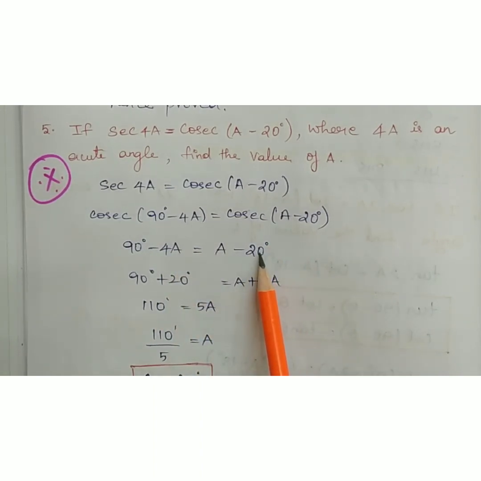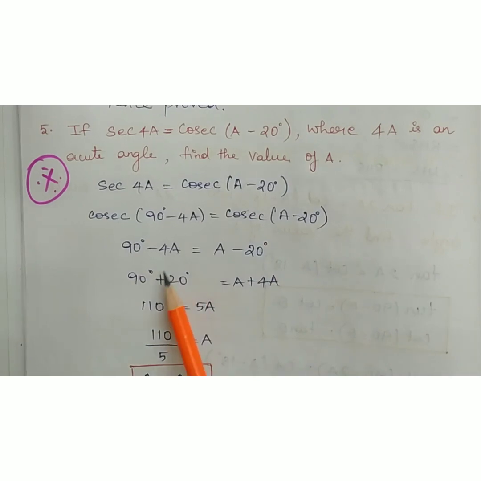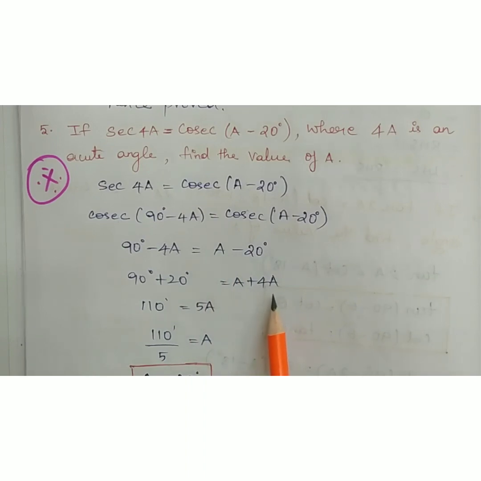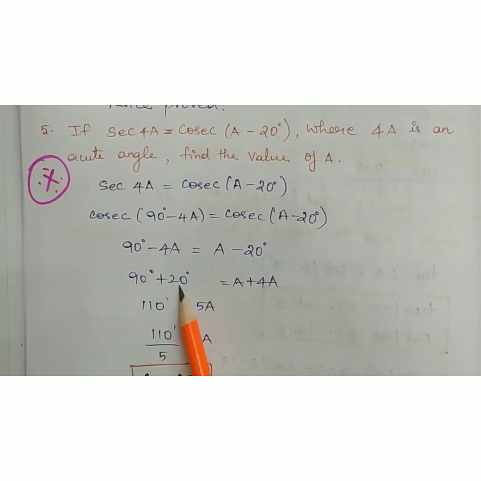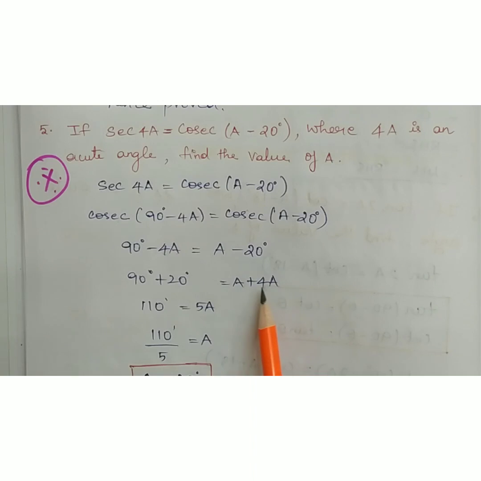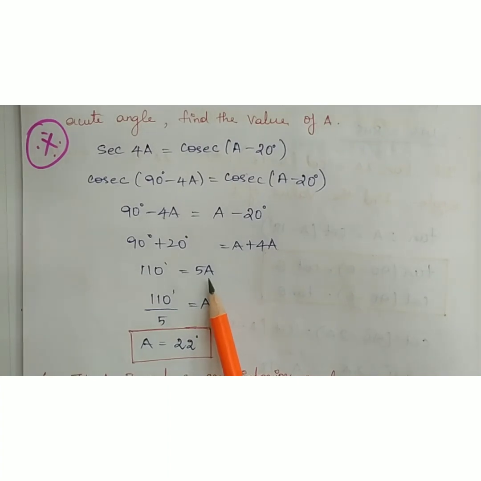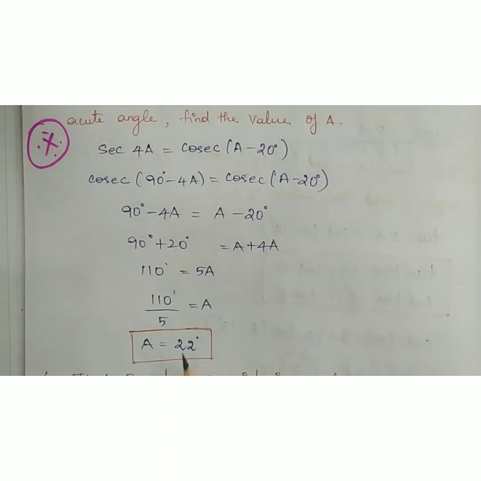This minus 20, when it comes this side, will become 90 plus 20 is equal to a. This minus 4a, when it comes this side, becomes plus 4a. So 90 plus 20 is 110. A plus 4a is 5a. So 110 is equal to 5a. You have to find the value of a. So this 5 comes to the denominator. 110 by 5 is equal to a. So 5 22s are 110. So your a value is 22 degree.